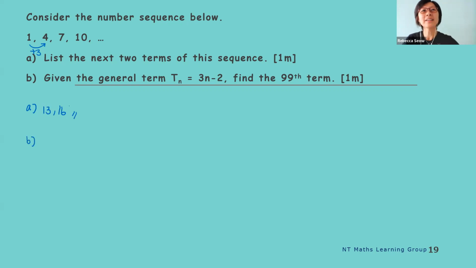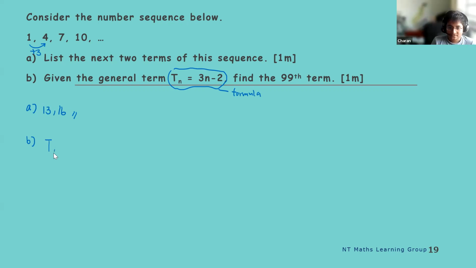Now, next, given the general term. So it looks like they have given you this. This is the formula. We don't need to find any formula. How do we find the 99th term? That means we are looking at T what? T, then 99, right? T99 equals to 3 times 99 minus 2.